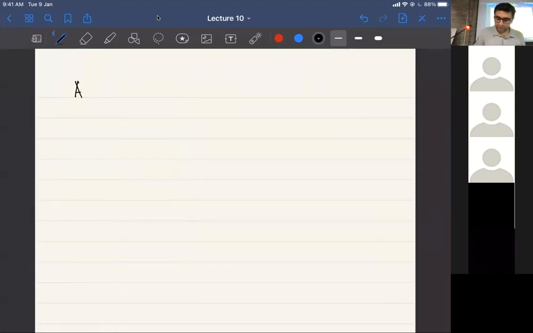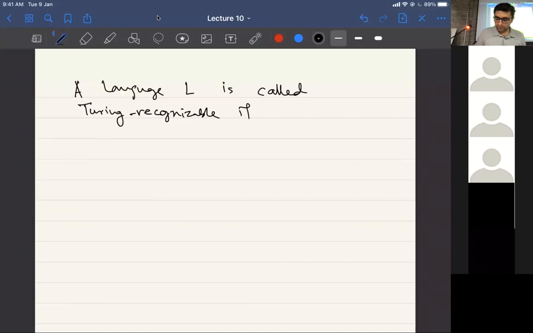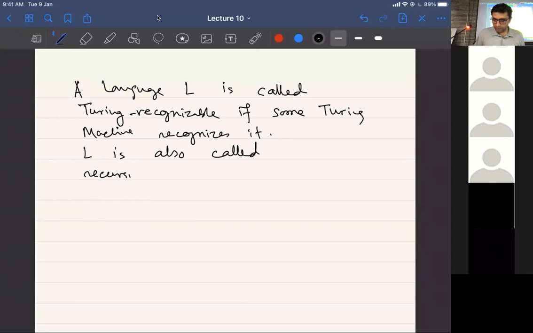So we say that a language L is called Turing recognizable if some Turing machine recognizes it. And I will explain what is meant by recognizes. L is also called recursively enumerable. So we will use Turing recognizable and recursively enumerable interchangeably. The definition says that a language L is called Turing recognizable if some Turing machine recognizes it.